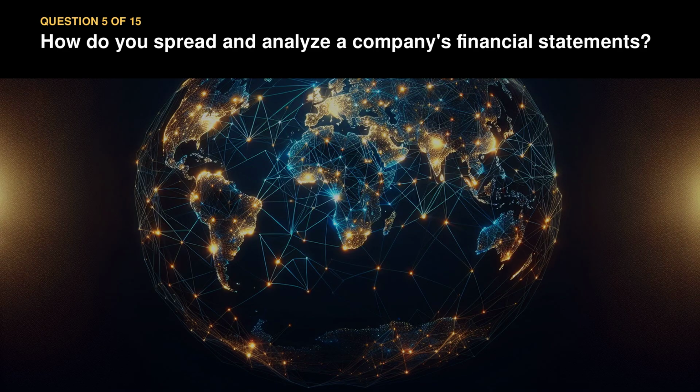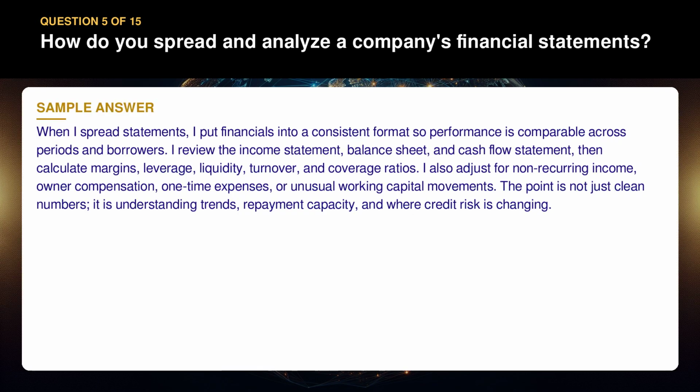Question 5. How do you spread and analyze a company's financial statements? When I spread statements, I put financials into a consistent format so performance is comparable across periods and borrowers. I review the income statement, balance sheet, and cash flow statement, then calculate margins, leverage, liquidity, turnover, and coverage ratios. I also adjust for non-recurring income, owner compensation, one-time expenses, or unusual working capital movements. The point is not just clean numbers, it is understanding trends, repayment capacity, and where credit risk is changing.